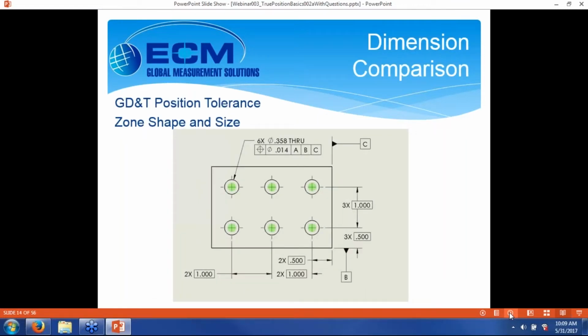GD&T cuts through all that argument. That's part of the purpose of it. You've got the datum schemes, which clearly show how you're going to line the part up, what's most important, and where you're going to be measuring from. Then the tolerance zones are all a uniform size, based around the ideal position for that feature.